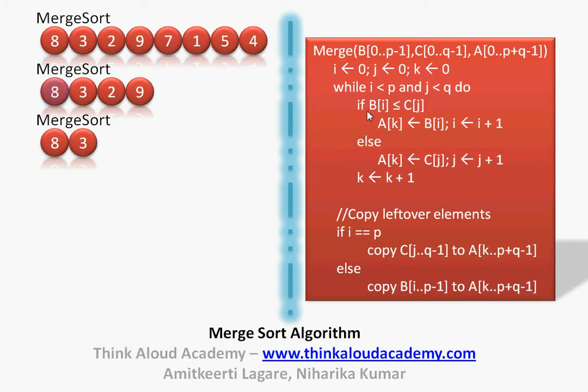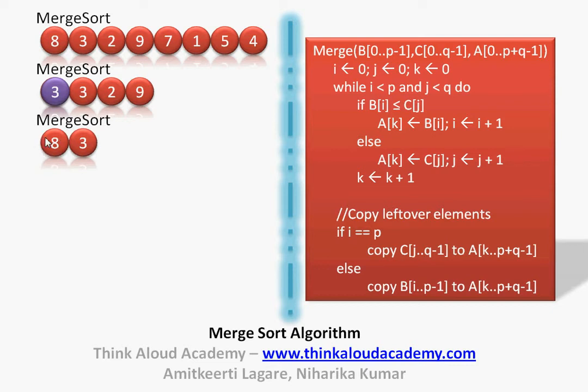I check whether b of i is less than c of j. Since 8 is not less than 3, I will go here and then a of k, I will put c of j. That is, in my main array, I will copy 3, which is what I have done here. So out of these two, 3 is smaller, so I will put 3 into a of k and then k moves ahead. And then since j is less than q fails, because this particular sublist I am done, so I will finish this while loop because I have nothing more to do because this part is done.